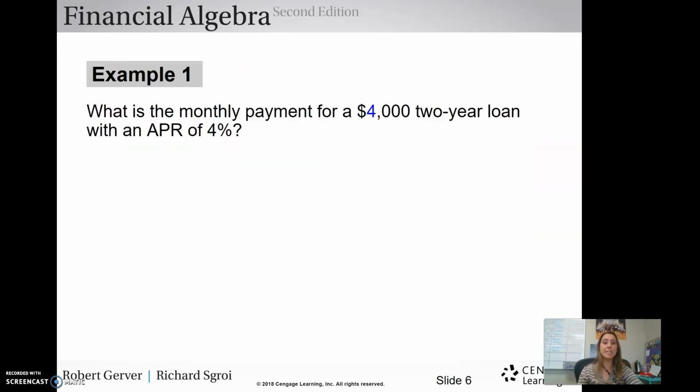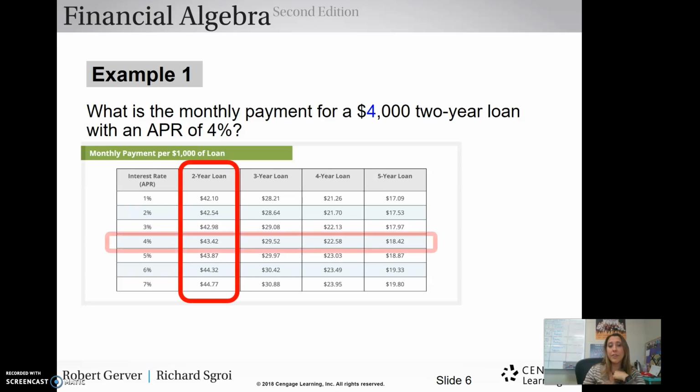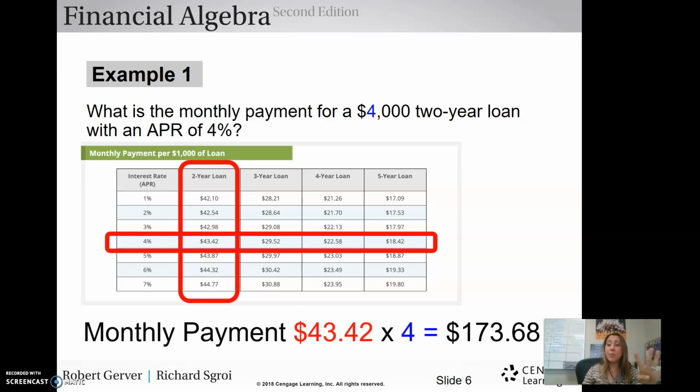Okay, so here is our first example. What is the monthly payment for a $4,000 2-year loan with an APR of 4%? Well, we're going to go back to that original table, find where it says 2, and then find where it says 4% APR, and where they intersect is where we get our number. So it's going to be 43.42. But there are four 1,000s in 4,000, so we have to multiply that number by 4, and we get a monthly payment of $173.68. So go ahead and get that in your notes.